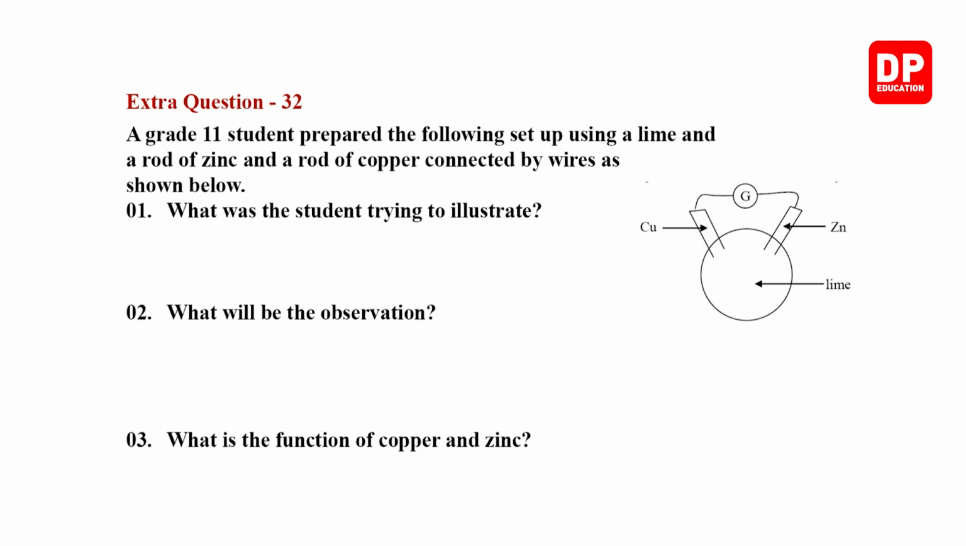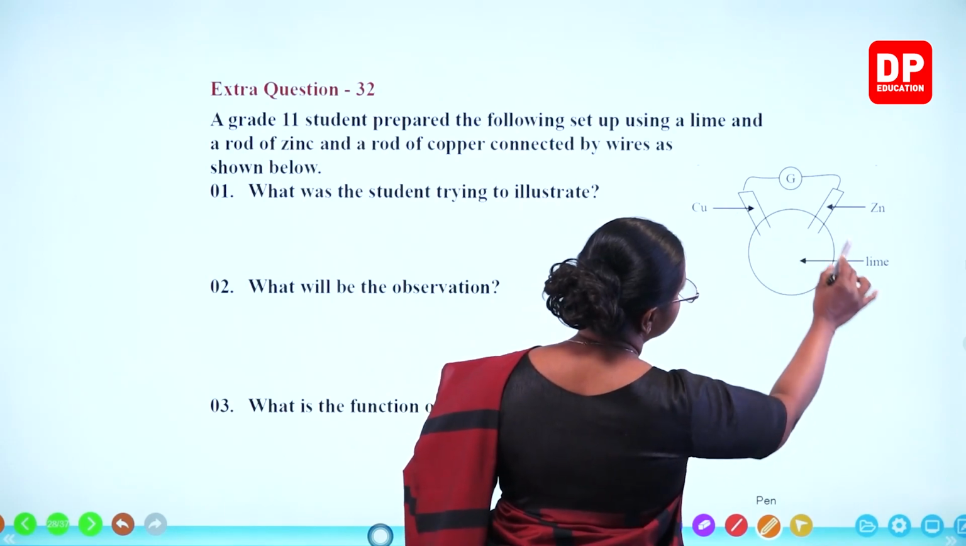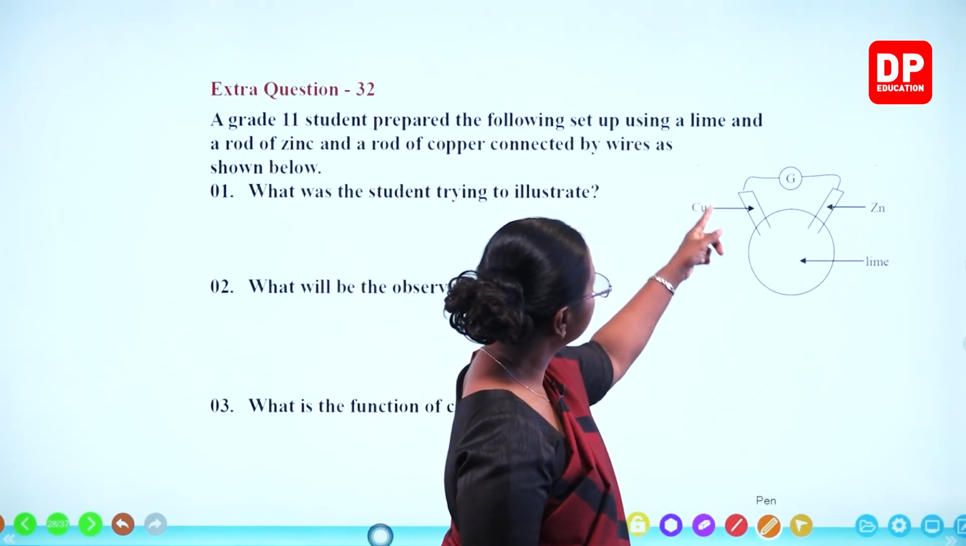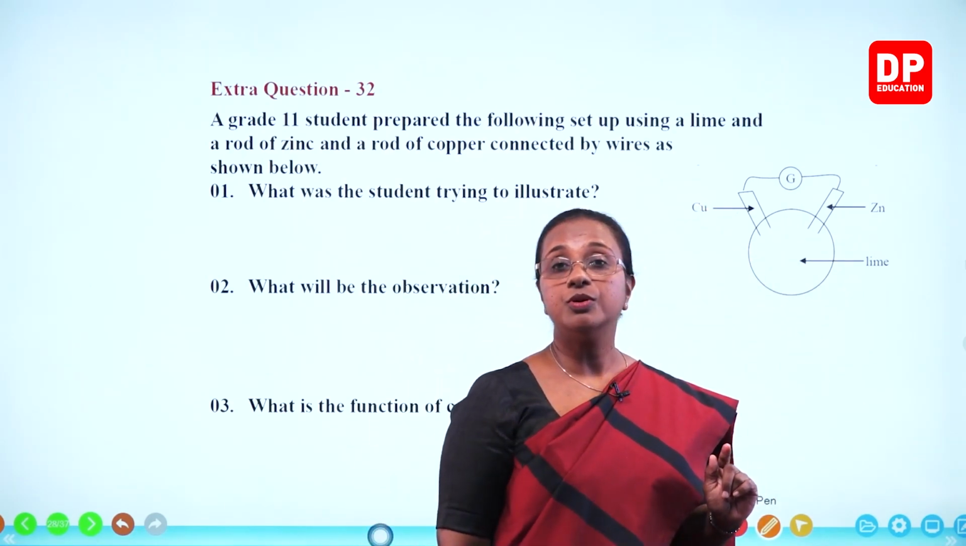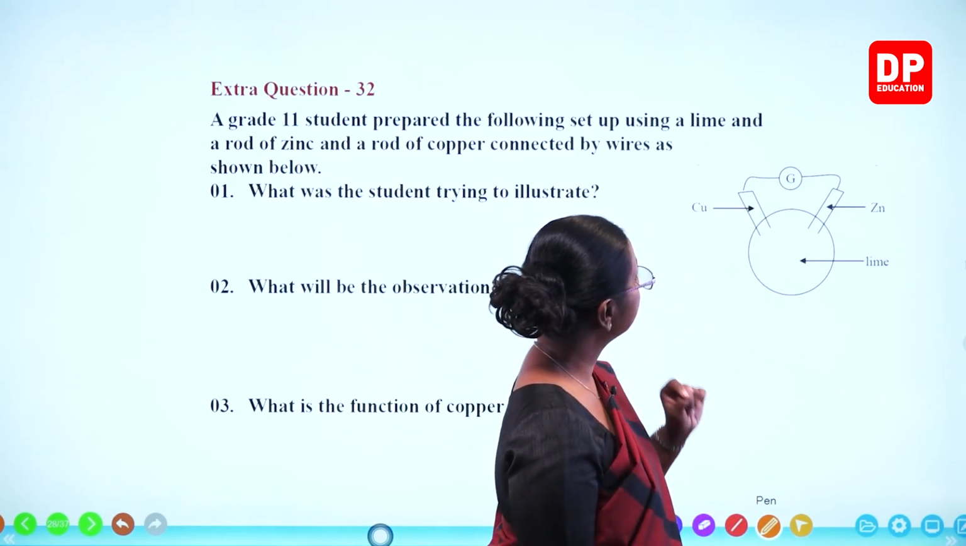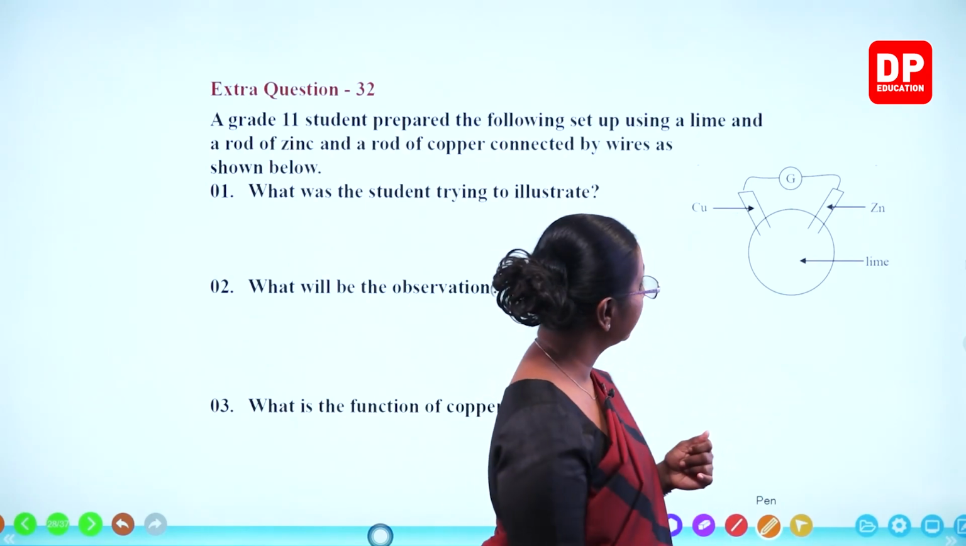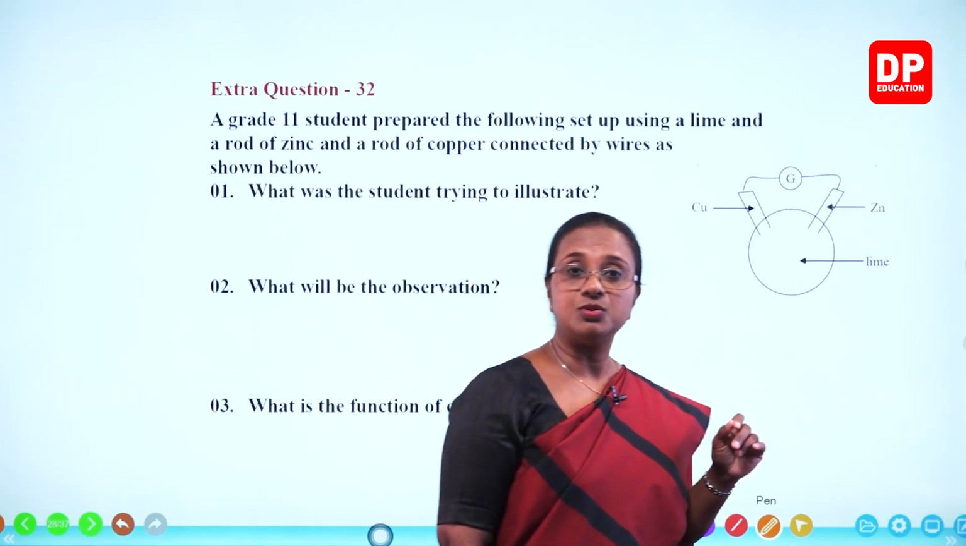Extra question 32. Here you can see a grade 11 student prepared the following setup using a lime and a rod of zinc and a rod of copper connected by wires as shown below. If you look at the diagram, you can see this is lime and into that he has pushed 2 rods, one copper and the other zinc, and the student has connected a galvanometer using connecting wires. What does this look like?